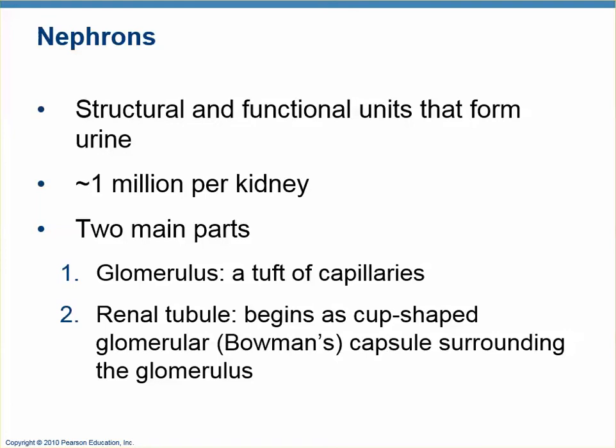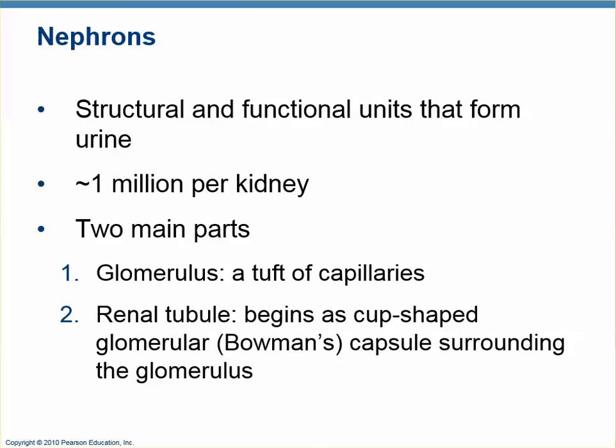So this is all accomplished by the nephrons. There's a million per kidney, a couple of million of them in each of us, because we have two kidneys. And each one does the same thing. And so the total function of the kidneys is the sum total of what each nephron does.